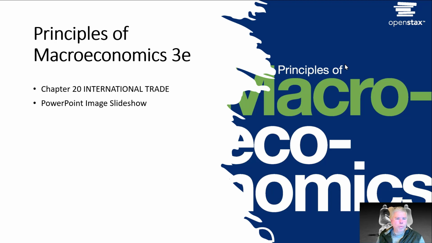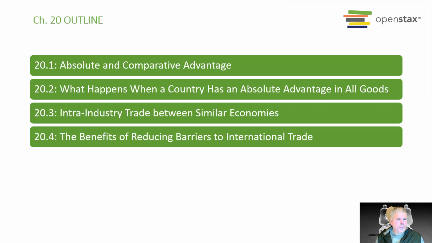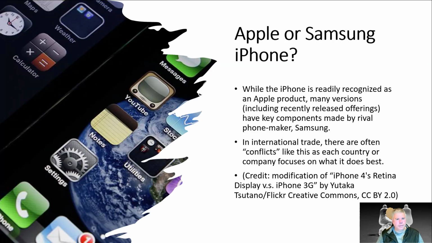Okay, we're going to wrap up the course with a review of international trade from the macroeconomic perspective. This lecture is going to have four sections. The first one is talking about absolute and comparative advantage, kind of circling all the way back to Adam Smith. And then what happens when a country has an absolute advantage in all goods, inter-industry trade between similar economies, and then the benefits of reducing barriers to international trade.